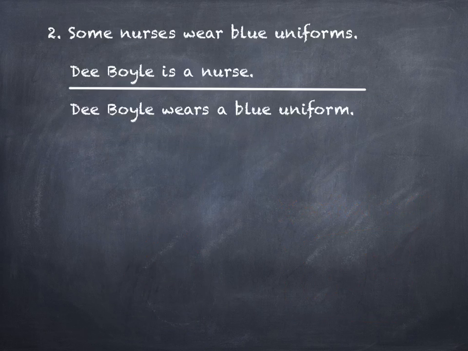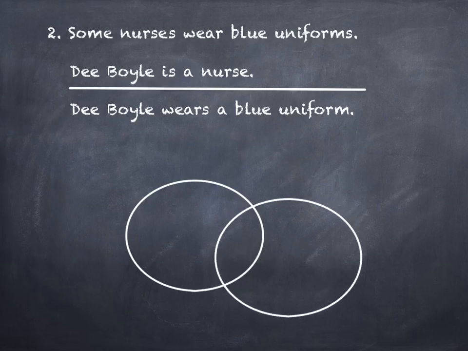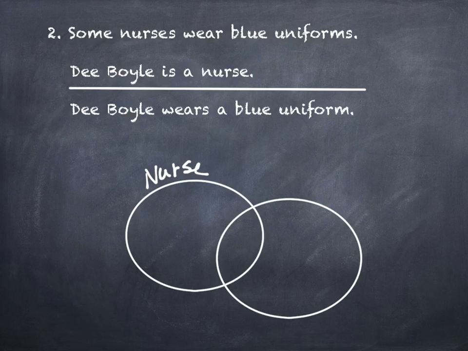So let's take a look at another one. Some nurses wear blue uniforms. Again, we just stop with the first sentence because that's what we have to draw the picture for. Some nurses wear blue uniforms. What will my picture look like? Overlapping circles, you betcha. What are my circles that overlap? What are they called? One is nurses, and the other one would be people who wear blue uniforms.